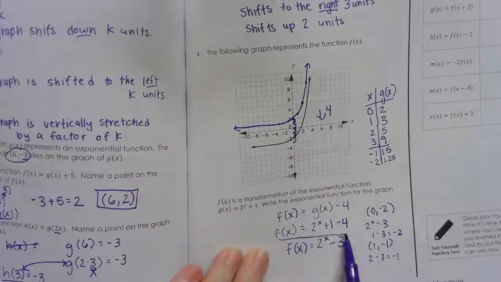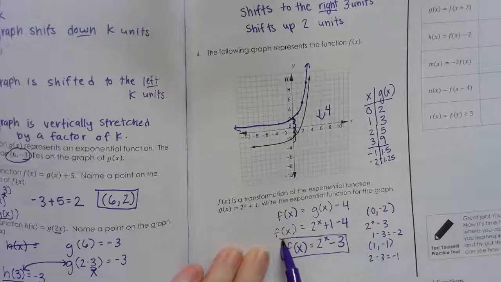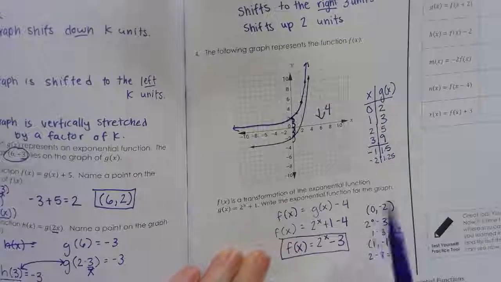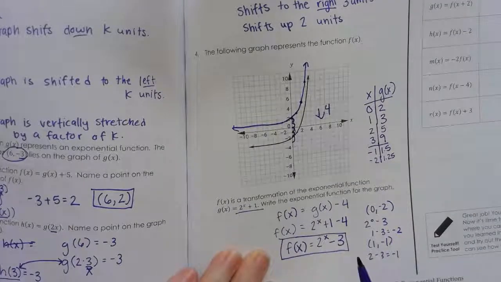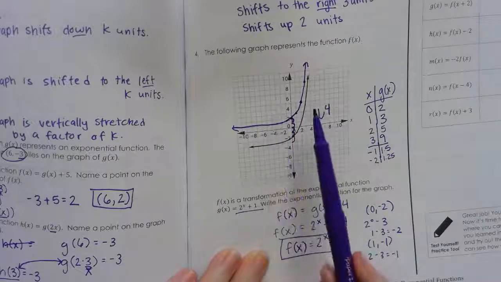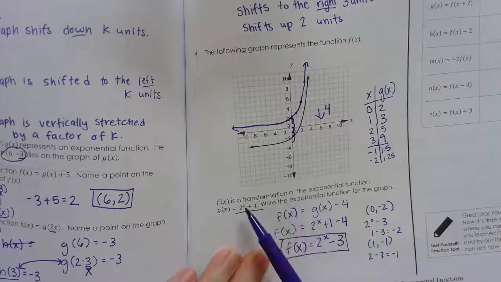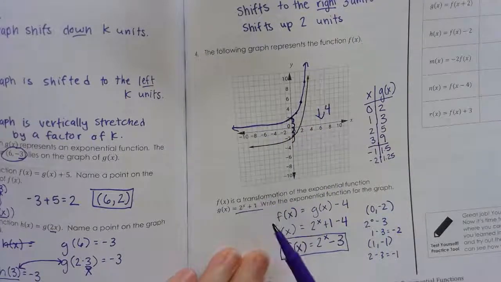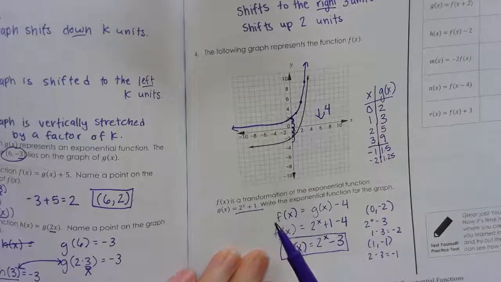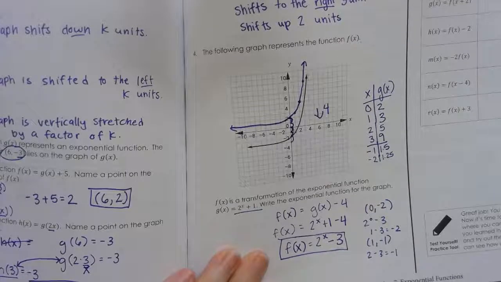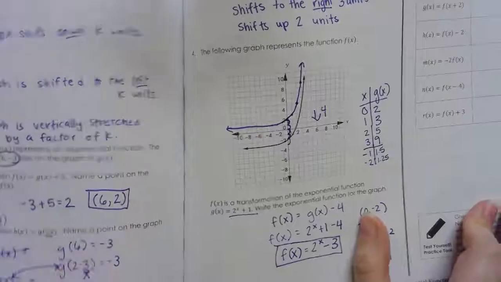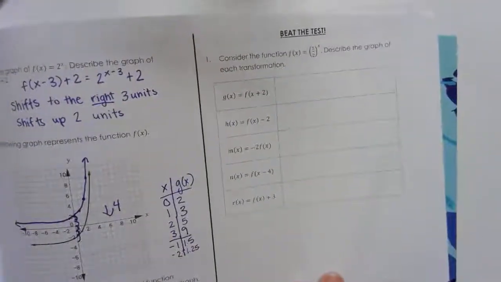But it is, in fact, f of x equals 2 to the x minus 3 because it's shifted down 4 from the original g of x, which is 2 to the x plus 1. So you could do that just by graphing the original and then going from there. You could do that by knowing your end behavior or where your asymptote would be and then simply counting from there. However you would like to do that. So let's go on to the beat the test.